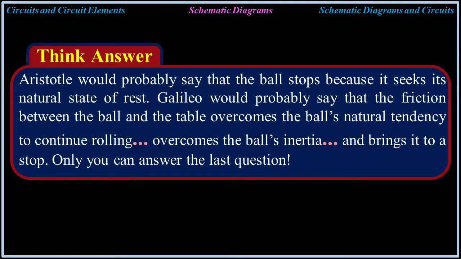Aristotle would probably say that the ball stops because it seeks its natural state of rest. Galileo would probably say that the friction between the ball and the table overcomes the ball's natural tendency to continue rolling, overcomes the ball's inertia, and brings it to a stop. Only you can answer the last question.